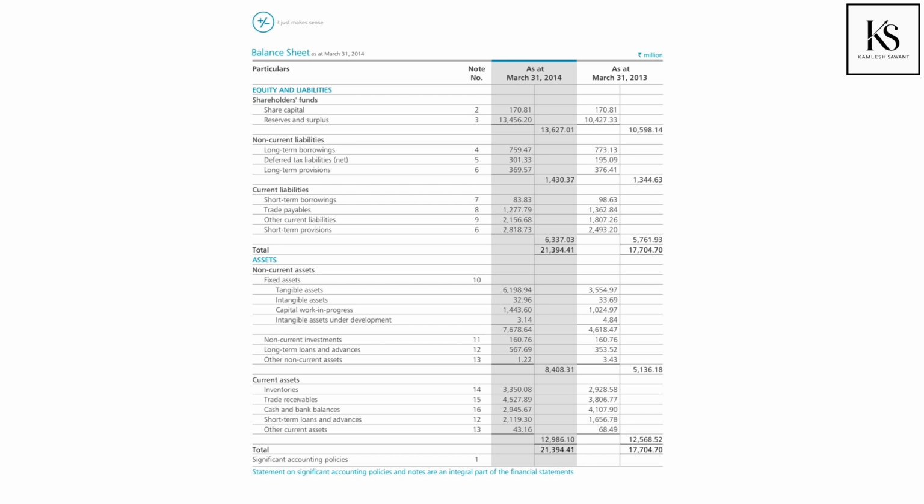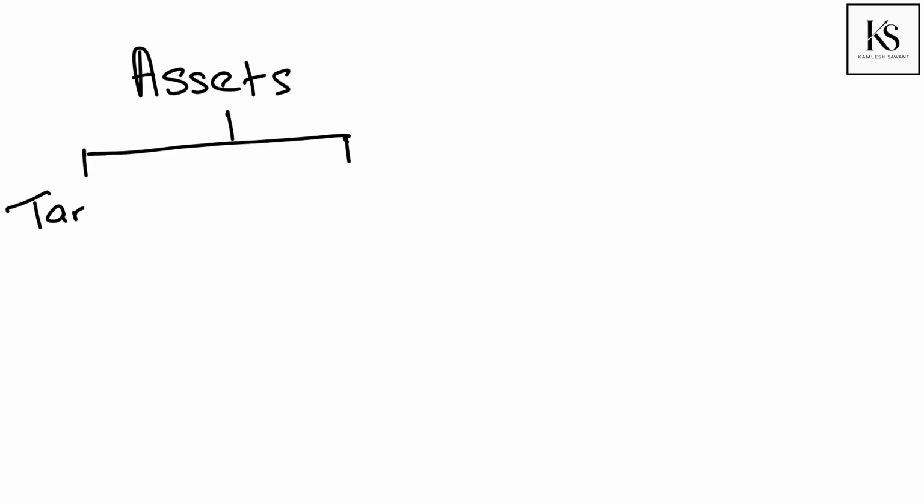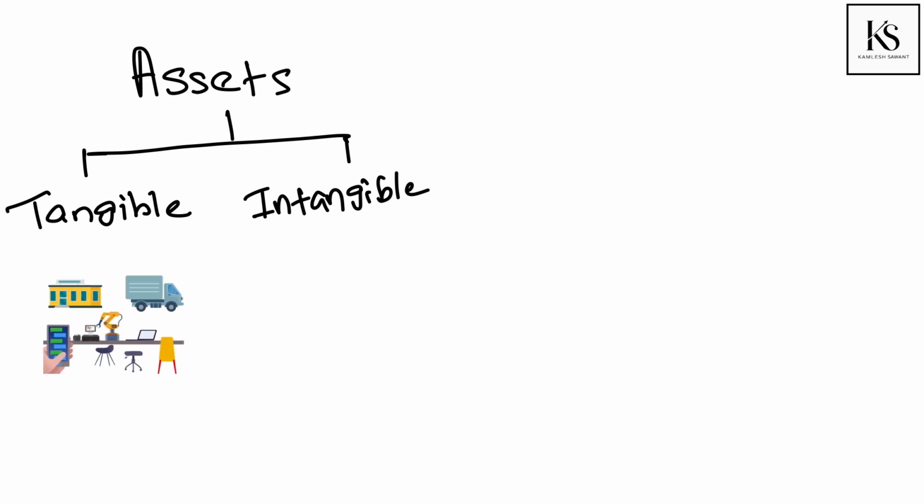Have a look at the balance sheet of Amara Raja Batteries Limited. As you can see, the balance sheet contains details about the assets, liabilities, and equity. We had discussed the assets in the previous video. Assets, both tangible and intangible, are owned by the company. An asset is a resource controlled by the company and is expected to have an economic value in the future. Typical examples of assets include plants, machinery, cash, brands, patents, etc.